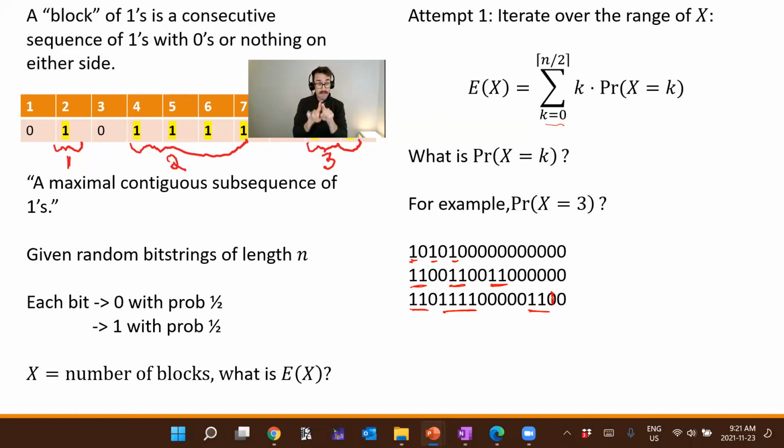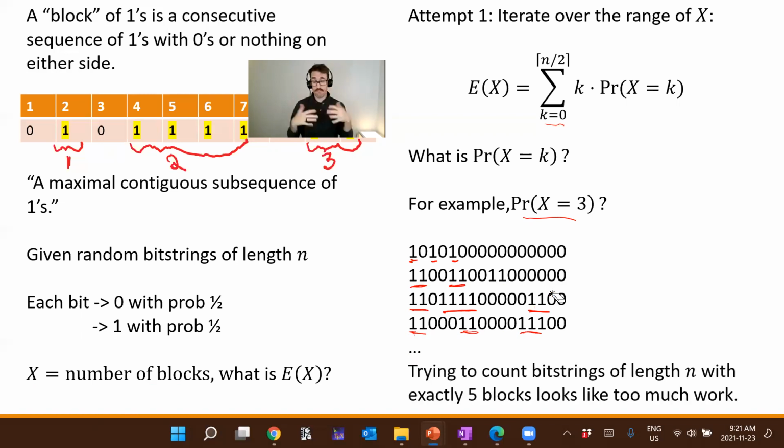I could, in fact, change this to a 1. That's another bit string with 3 blocks. I could change that to a 1. Yeah, there's all kinds of examples. And in fact, if we wanted to compute the probability the old-fashioned way by counting, it seems like we're going to have a lot to count. So trying to count bit strings of length n with exactly 3 blocks is a lot of work.